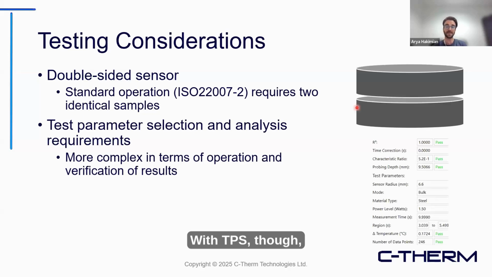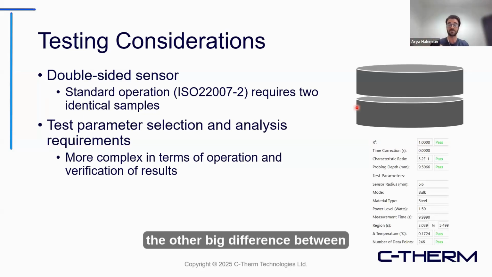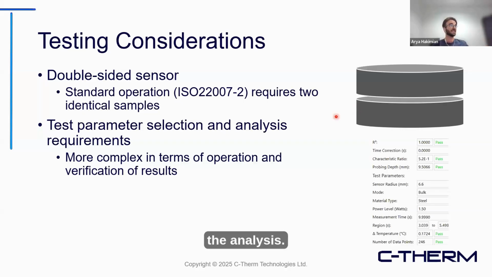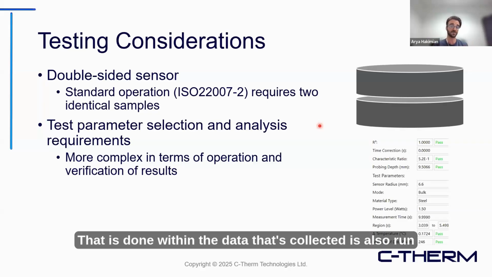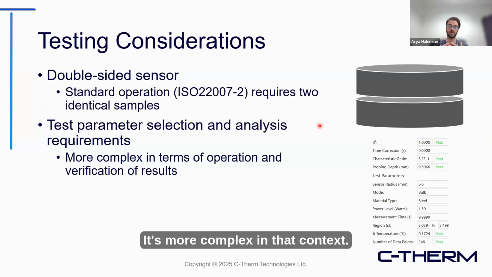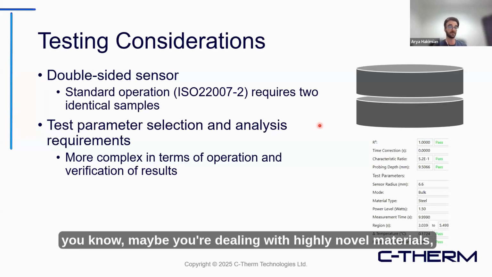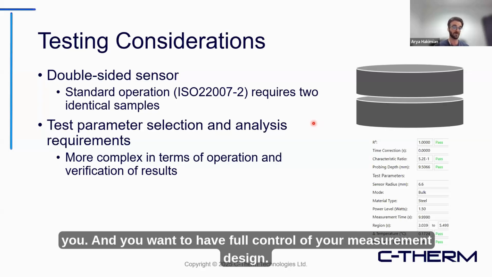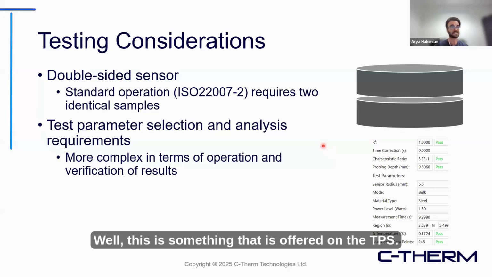With TPS though, the other big difference from MTPS is that there are no predefined calibrations to pick from. So you as the operator are in the driver's seat, you have more control over your test parameter design. The analysis of the data that's collected is also run by the operator. It's more complex in that context. But what it opens the door for is groups that maybe are dealing with highly novel materials, where trying to pick a specific calibration isn't really viable, and you want to have full control over your measurement design. Well, this is something that is offered on the TPS.